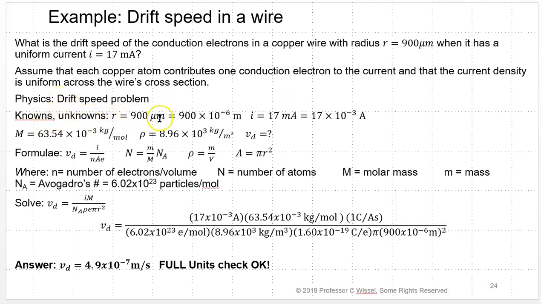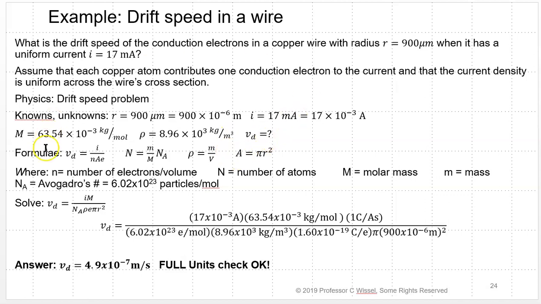We know the radius of the wire, and we're going to convert that to SI units. It's 900 times 10 to the minus 6 meters. The current is 17 milliamps. We're going to convert that to SI units, which is 17 times 10 to the minus 3 amps. Molecular mass, big M, of copper is 63.54 times 10 to the minus 3 kilograms per mole. You can look that up. The density of copper is 8.96 times 10 to the third kilograms per cubic meter, and we need to find the drift speed.